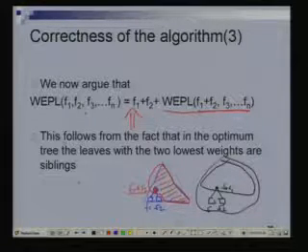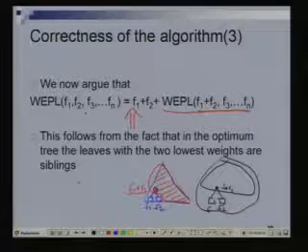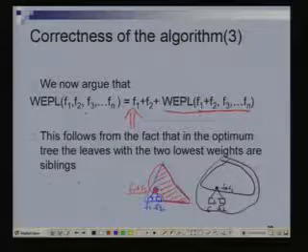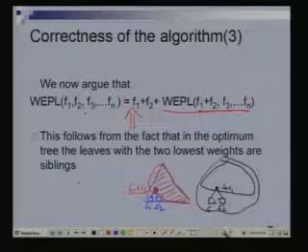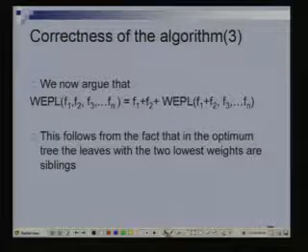But why is this statement true? Why should it be the case that in the optimum tree, the leaves with the two lowest frequencies are siblings? Why should this be true? Because we need to minimize F1 plus F2. Why should it be true that the leaves with the two lowest weight should be siblings? They should be having the maximum path length. Okay, what can you say about, yeah, good. So they should be at the maximum path length.